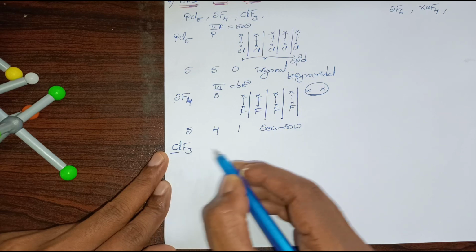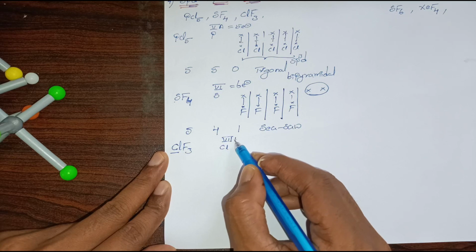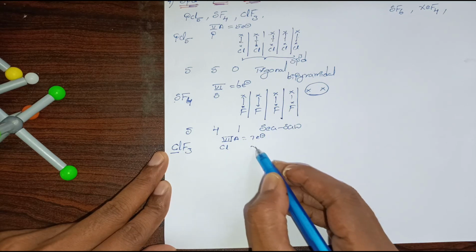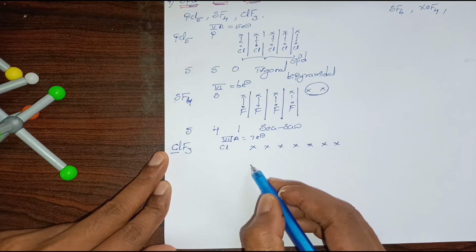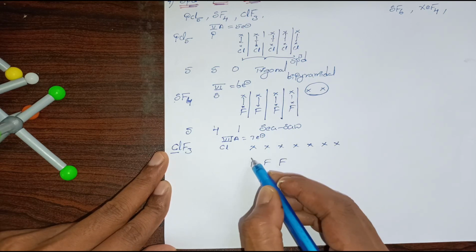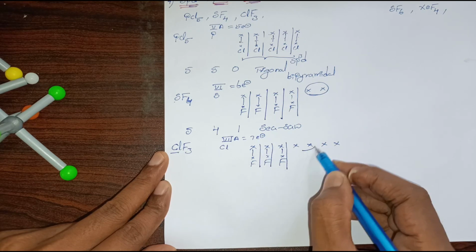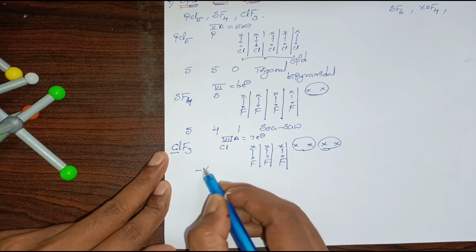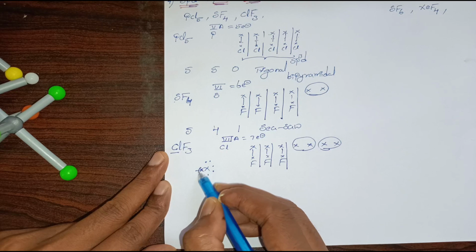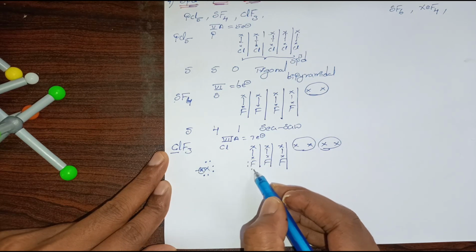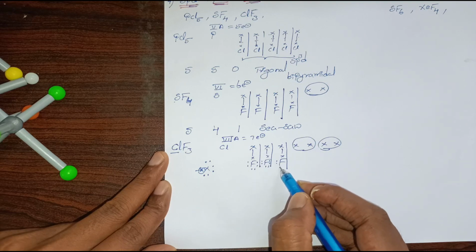What is the central atom here? Chlorine, a group 7 element, in the halogen family. So 7 electrons are present: 1, 2, 3, 4, 5, 6, 7. Around the chlorine, three fluorines are present. Each fluorine's electron overlaps with chlorine. The remaining 6 electrons exist as pairs, 3 pairs like this.